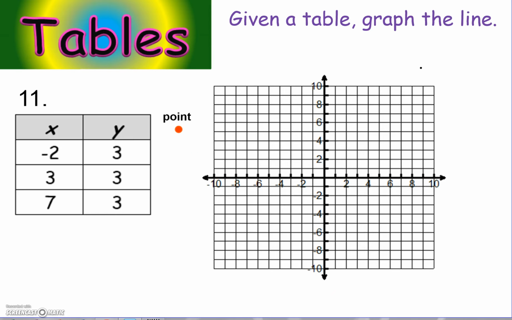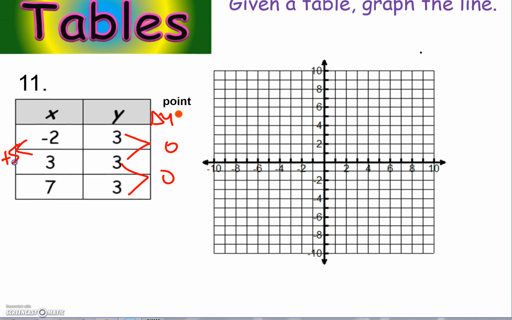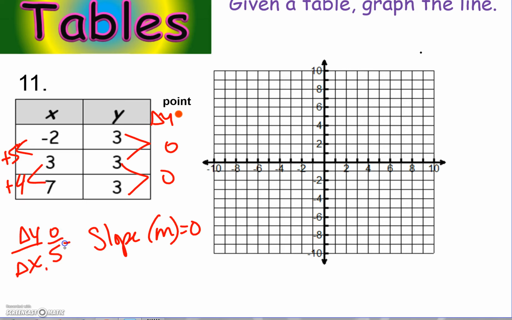Given a table, graph the line. Well, change in y is going to be 0, and your change in x is plus 5. So your slope, or m, is equal to 0, because change in y over change in x is 0 over 5, and that equals 0. So there's our line.